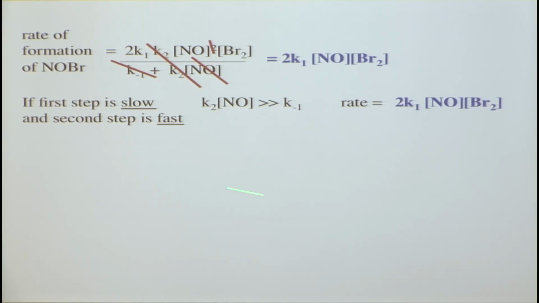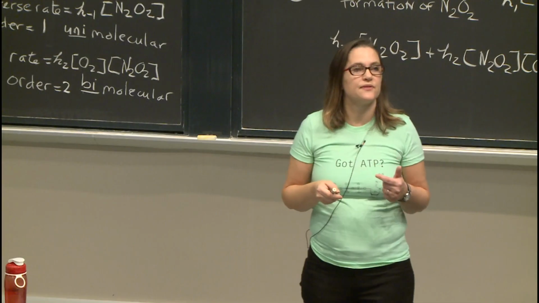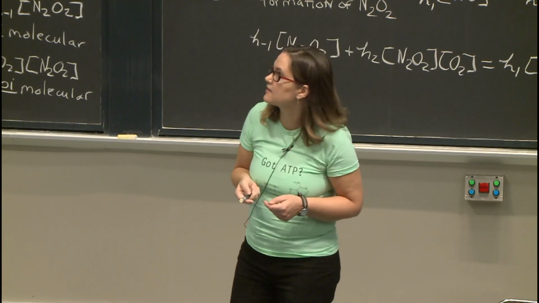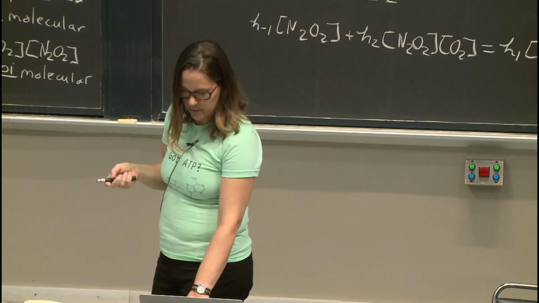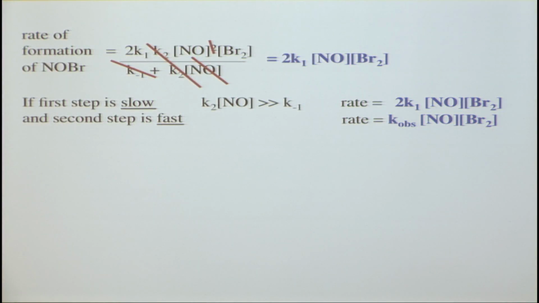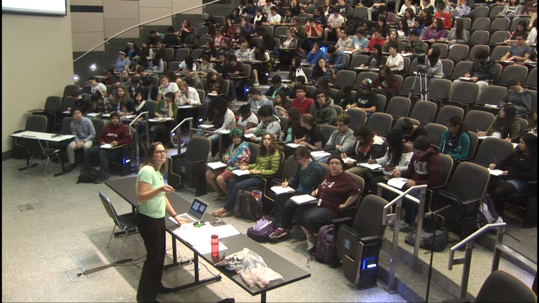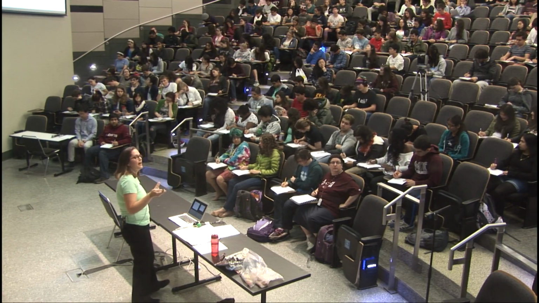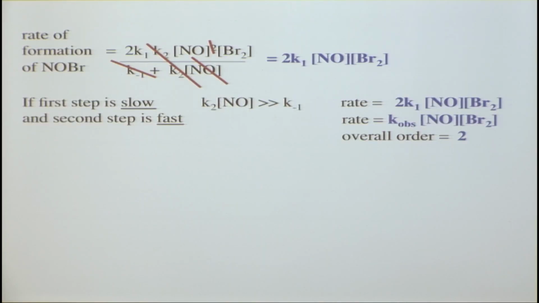So saying that the first step is slow and the second step is fast gives us a very different equation. A lot of things cancel out. We can also write that expression as k-obs times NO times Br2. And the overall order of that reaction would be what? Yell it out. 2. Yes. So this is what we would get for first step that's slow, second step that's fast.